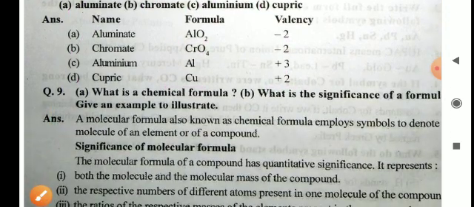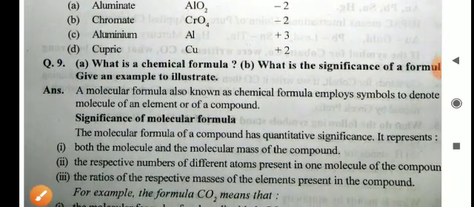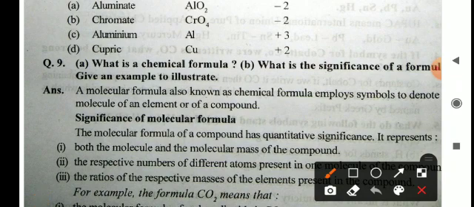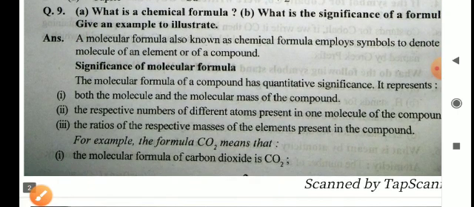What is a chemical formula and what is the significance of a formula? Give an example to illustrate. The molecular formula, also known as the chemical formula, employs symbols to denote the molecules of an element or of a compound. When we write the molecules of elements in combined form, it is known as the chemical formula or molecular formula.